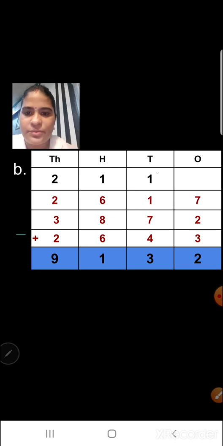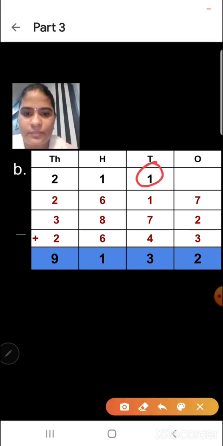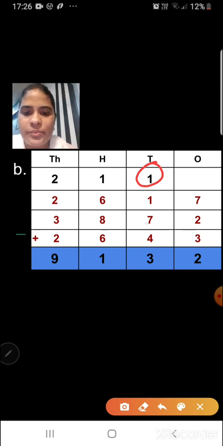In tens place we have 1 carry over, then 1 plus 7 plus 4. So 1 plus 1 is 2, 2 plus 7, 9, 9 plus 4 is 13. So again the first digit will be carry over to the next place, which is hundreds place. Here 1 and 3 we have to write in tens place.